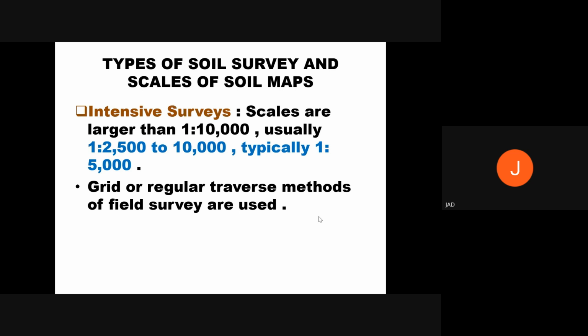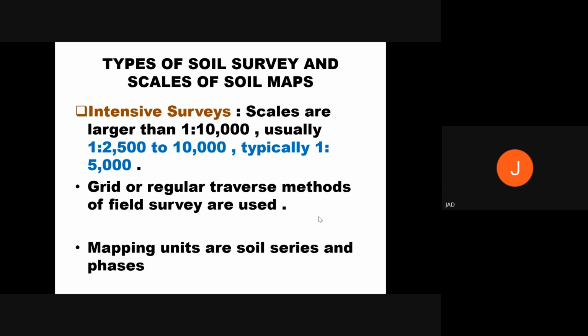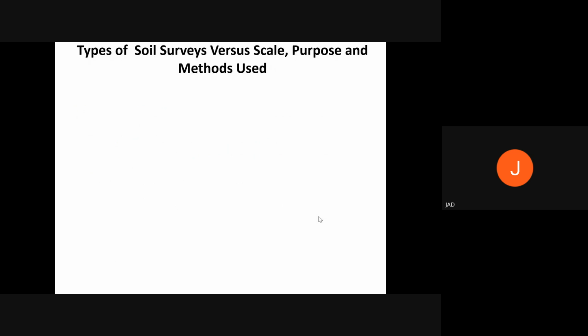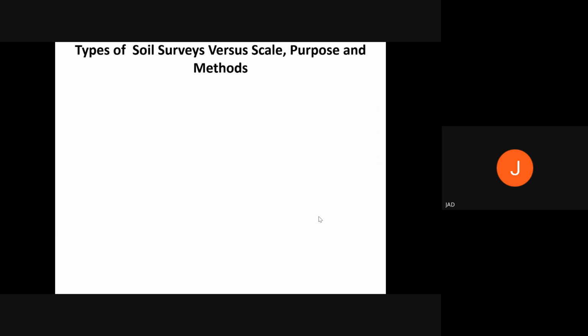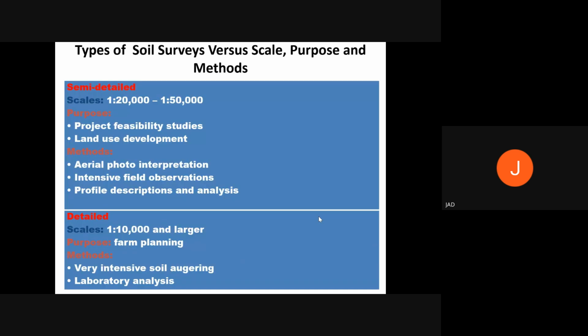The grid or regular traverse methods of field surveys are used. Mapping units are soil series and phases. So these are the summary of all that we've done. So exploratory, we have this scale: establish major soil regions, reconnaissance, systematic resource inventory. Then semi-detailed, we have project feasibility study, there are applications, land use development.